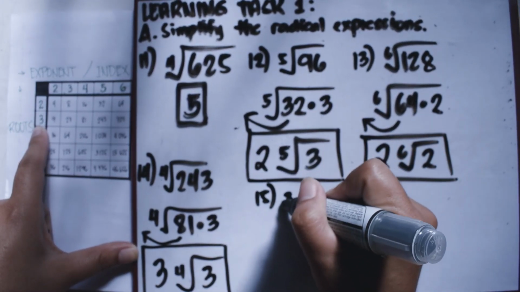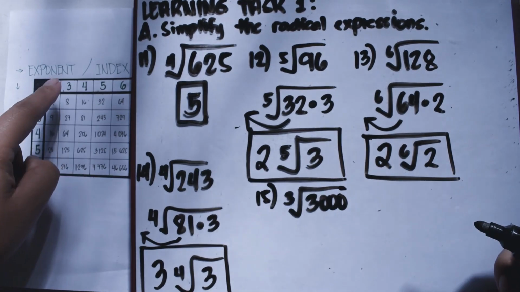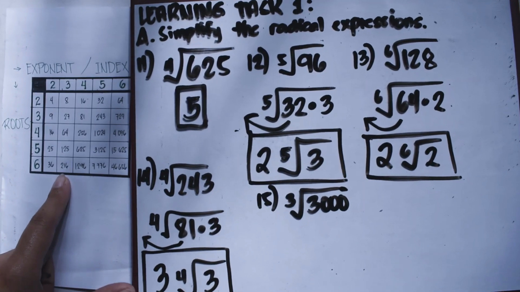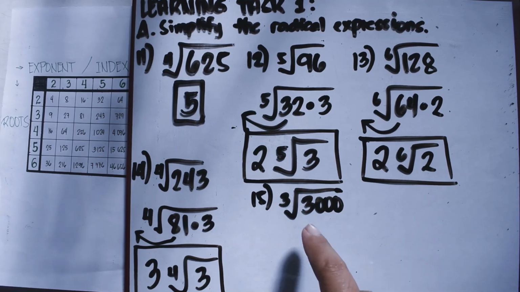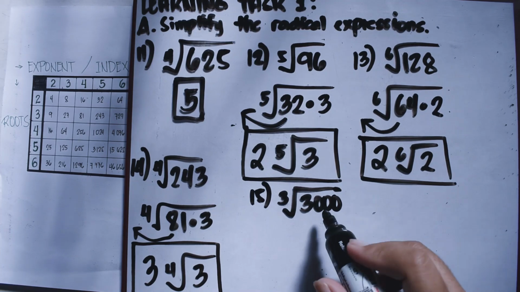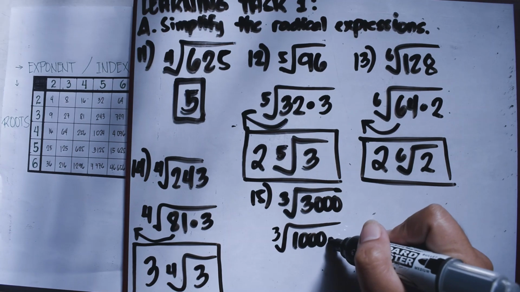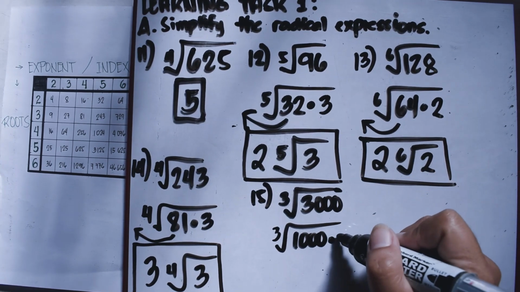So, number 15 na tayo. The given is cube root daw ng 3,000. So, syempre, dito tayo titingin sa cube root. So, ano po kaya ang perfect cube nitong 3,000. So guys, kung mapapansin nyo, alam natin power of 10, diba? So ibig sabihin, alam mo na ang factor niyan ay si 1,000, tama? So 1,000. Kino-times si 1,000 para maging 3,000 kay 3.